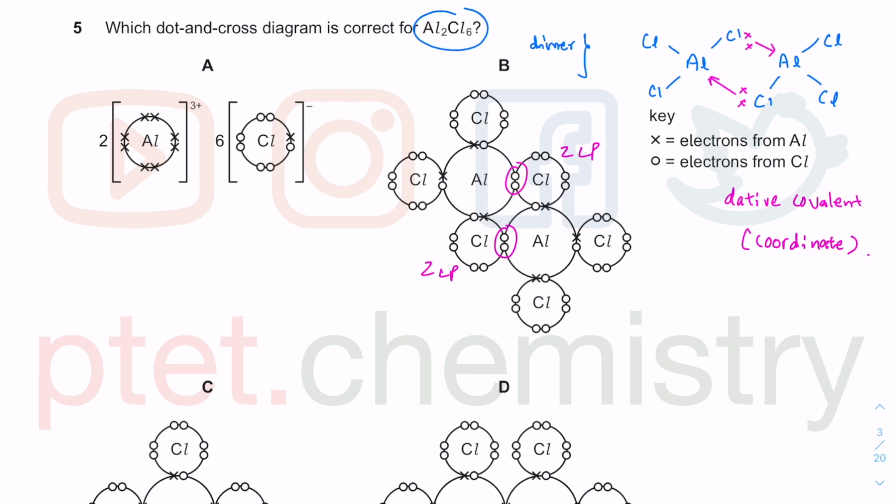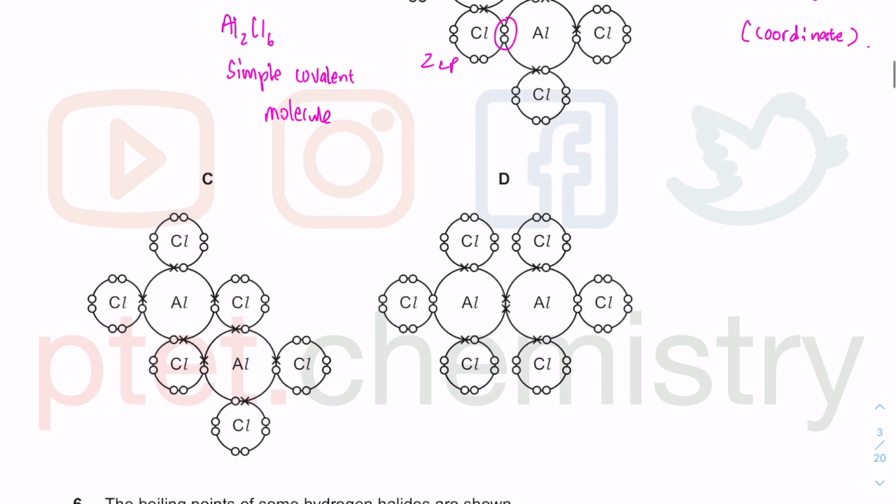So the rest of them are wrong because we are looking at Al2Cl6 being a simple covalent molecule and not ionic as shown in option A there. As for the others, C and D are wrong. If you see here, the aluminium has formed a covalent bond. This is going to be the one which is a wrong concept there.